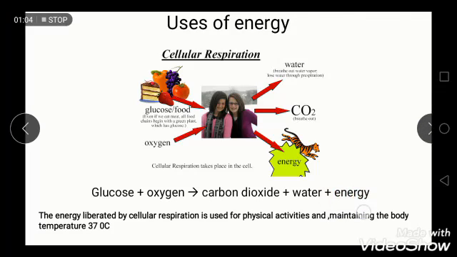This energy is used first of all in order to make any activity, or in order to keep our body temperature 37 degrees Celsius. As we know, the normal temperature of our body is 37. Once it decreases or increases, this energy will maintain the body temperature at 37, so it will keep our body warm. For example, when the temperature decreases during the winter, you will feel cold, so your cells will produce more energy, and this energy will be used as heat in order to increase the temperature to 37 degrees Celsius.